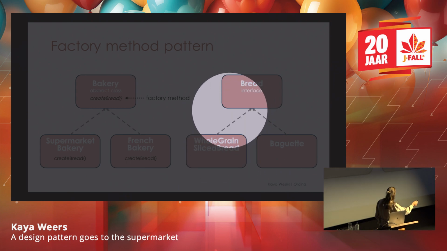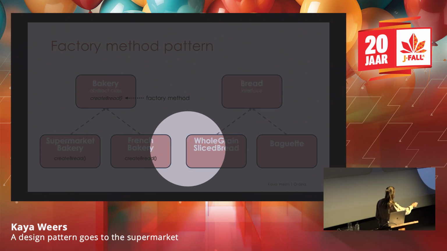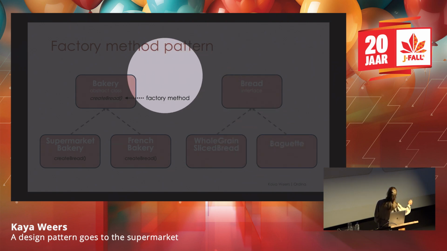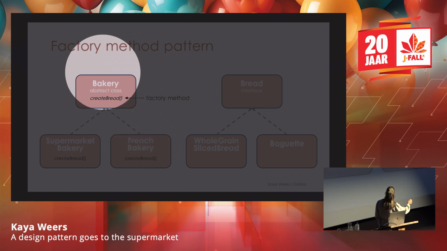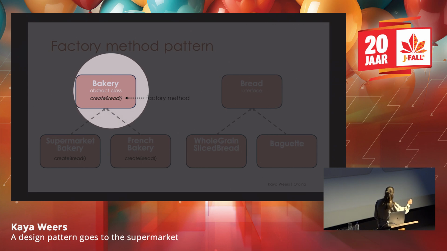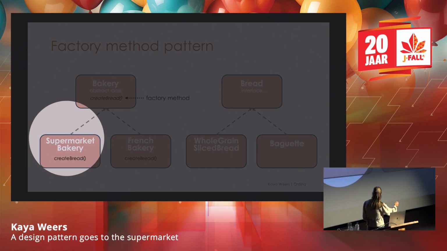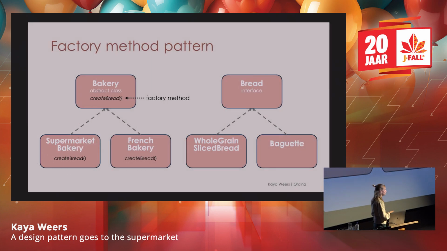First of all, on the right, we have the bread interface with the whole grain sliced bread and the baguette. Then we have the bakery. It's an abstract class and has create bread, also an abstract method. And that is the factory method. So that's what we call the factory method. And it states that you have to return the bread interface. And then the subclasses, they have to implement that method. They do the actual creation, and they can change the subclass. So the supermarket bakery will return the whole grain sliced bread, and the French bakery the baguette. And they still comply with the interface that they have to return bread.